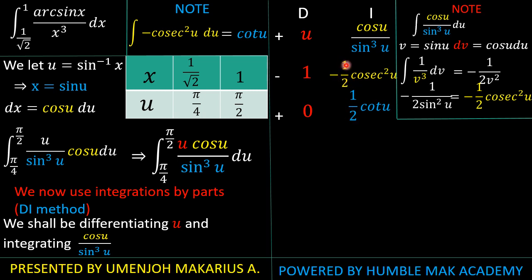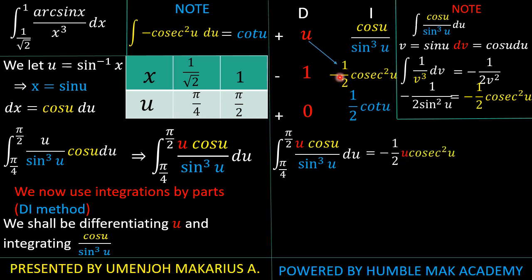Then the 1/2 comes down. We have 1/2 cot u. Great. That therefore implies, guys, that the integral of this now turns out to be, we multiply these diagonals. We are simply going to have negative 1/2 u cosec squared u. Then multiplying these other diagonals, negative 1 and 1/2 cot u gives us minus 1/2 cot u.